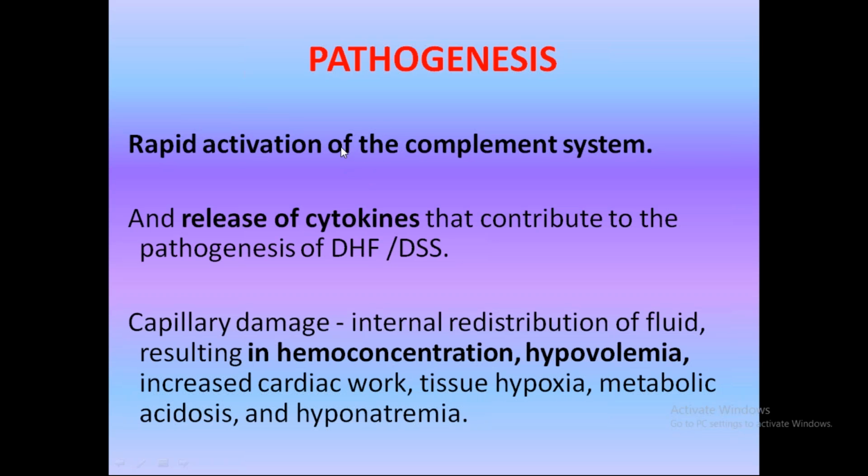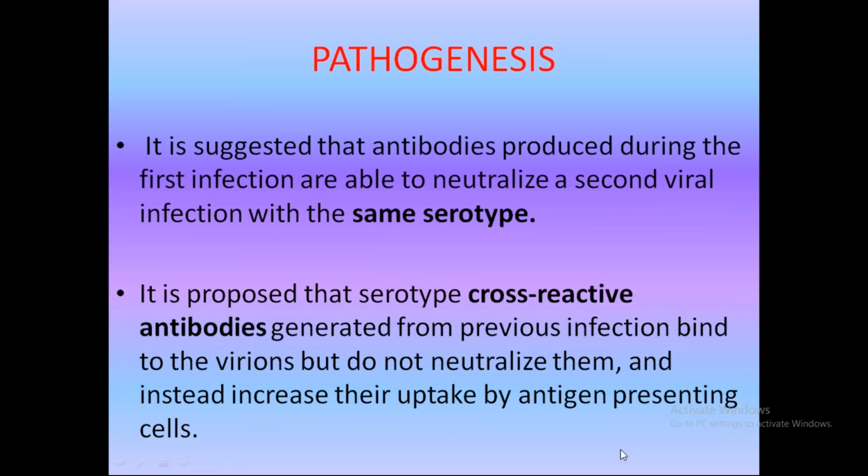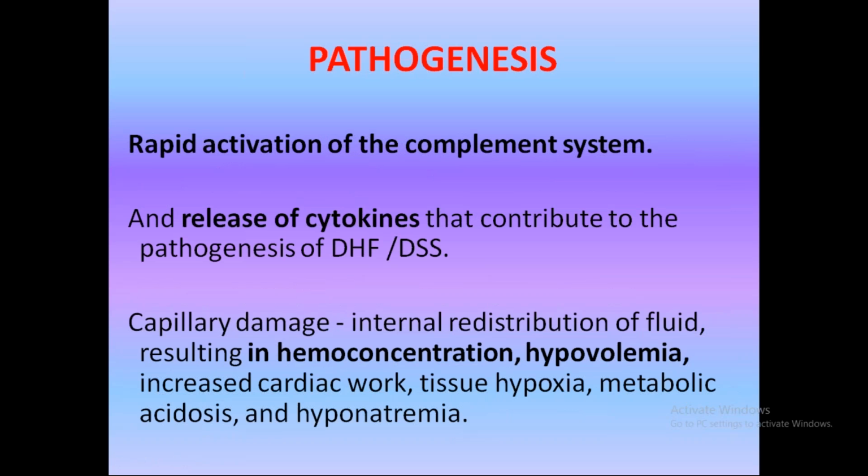Then what happens with cross-reactive antibodies? They bind to the virions and increase the uptake by the antigen presenting cells. If it is with another serotype, this will lead to rapid activation of the complement system and also release of cytokines. This contributes to the dengue shock syndrome. Mainly, capillary leakage happens and there is internal redistribution of fluid, resulting in hemoconcentration and hypovolemia. Fluid is redistributed, so intravascular volume decreases, which leads to hypovolemia and shock. Further decreased intravascular volume leads to decreased tissue oxygen supply. So there is tissue hypoxia, and whenever there is hypoxia, there will be metabolic acidosis and hyponatremia, which in turn increases the cardiac workload. So this is the main pathogenesis in dengue fever.